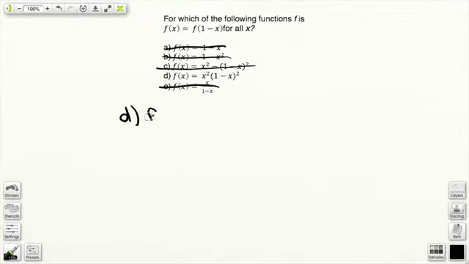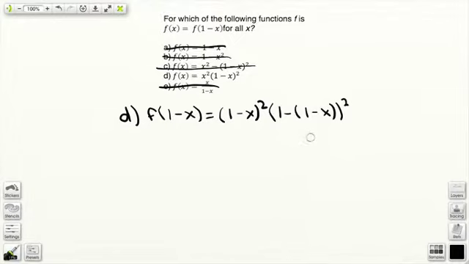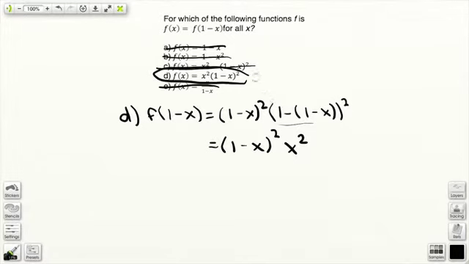Now, if I take D and plug in 1 minus x, I get quantity 1 minus x squared, and then 1 minus 1 minus x, all squared. Now we're going to do the same thing and start from the inside of the brackets. Now this together is going to simplify to just plus x squared. And then this I'll just bring down looking exactly the same, which gives me 1 minus x quantity squared times x squared. Exact same thing as you have in D, except in reverse. But since it's multiplication, it's commutative, and it can be in reverse. So D is, in fact, the answer.